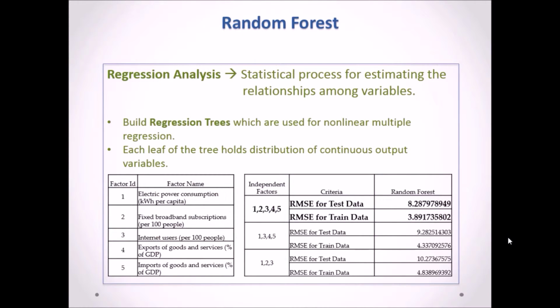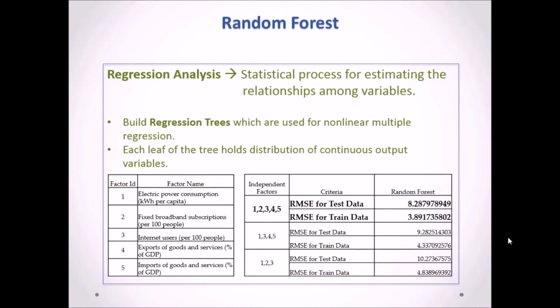The regression analysis is the statistical process for estimating the relationships between different factors. Algorithms like random forest were considered for building the regression model. The random forest algorithm is used to build regression trees. These trees are used for nonlinear multiple regression. We built this model to analyze the RMSE values for the train and the test data for certain factors.